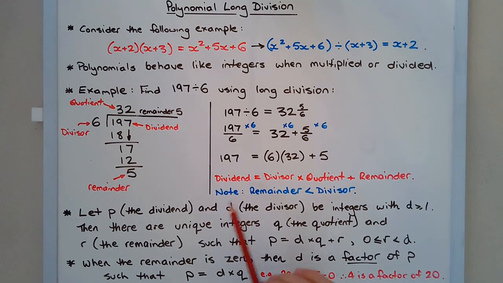Also note, as I've made this point before when looking at this process of long division, that the remainder is less than the divisor. Because if it's not, then it's not a remainder. We can still divide it.